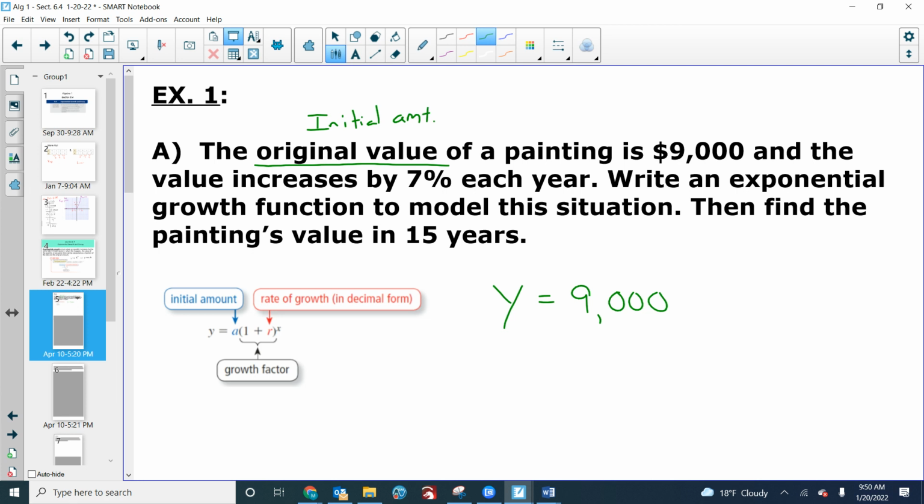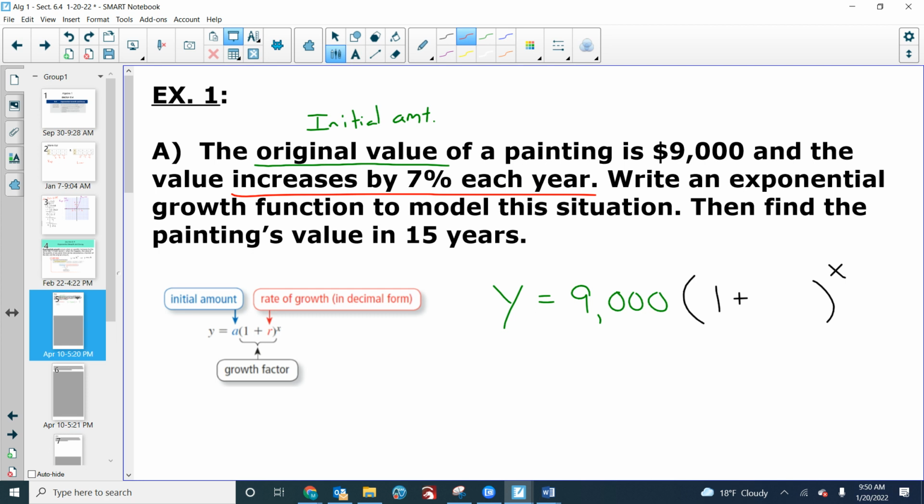And the value increases by 7% each year. Where do you think that's going to go? Yeah, 1 plus r to the x. So I bet you guys would figure out the only thing that's going to change from problem to problem is what the initial amount is and what the rate of growth is. Do you agree? Those are the changing quantities. All right. What is the rate of growth if it's 7% in decimal form?